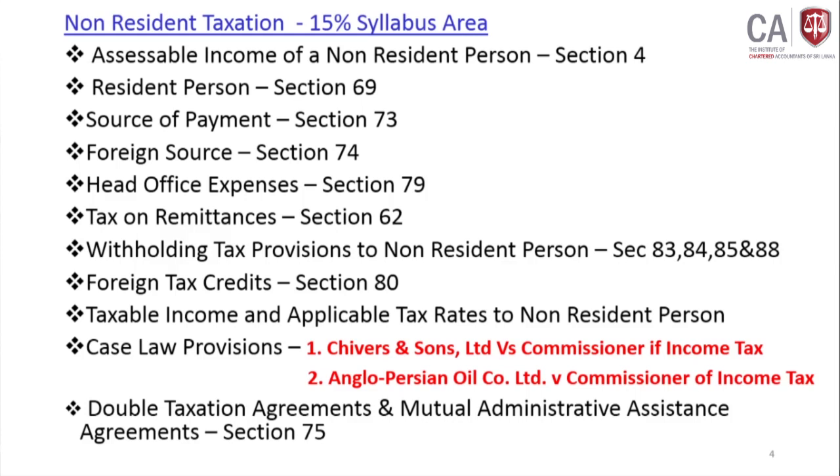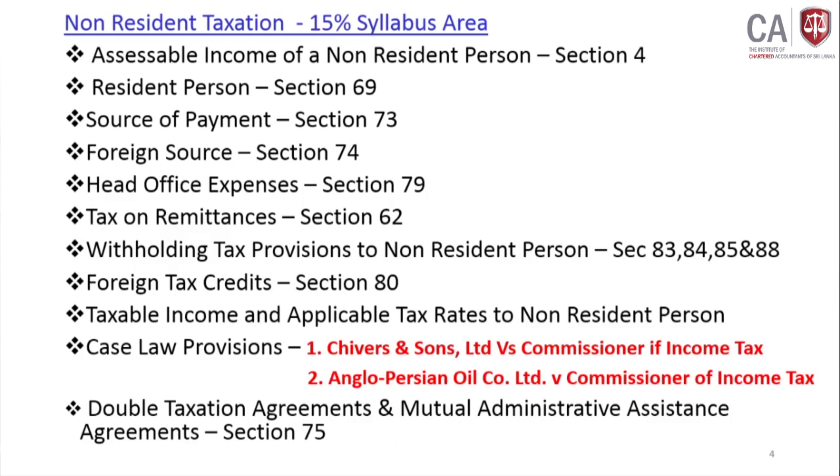Then withholding tax provisions for non-resident persons, particularly Sections 83, 84, 85 and 88, plus the First Schedule, para 10, where the particular rates are given, and again there is a gazette notification with reference to Section 85, which is the specified fees. Foreign tax credit, Section 80. Taxable income and applicable rates for a non-resident person.